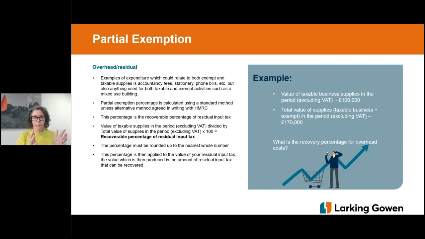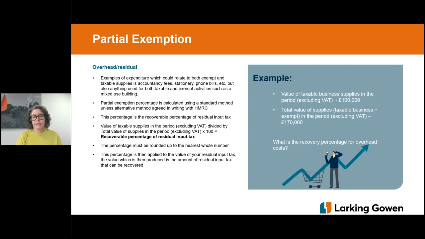So we've done our attribution. We've got our fully recoverable costs because they relate to taxable activities. We've got our irrecoverable costs because they relate to exempt activities. And then we've got our pot of residual mixed use costs in the middle. And we need to have a way of working out how much of the VAT on those we can recover.